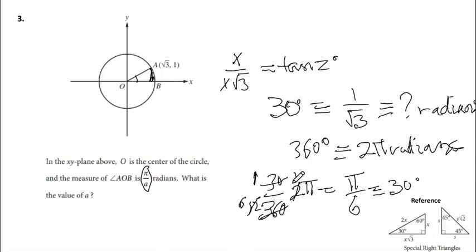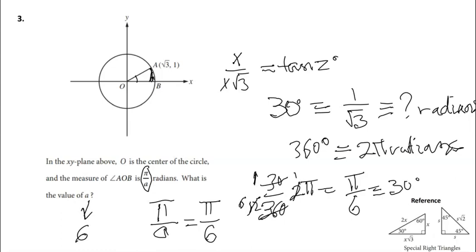So basically what it's saying is the pi over A given in the question is now equal to this pi over 6. So from here, we can see that A is equal to 6. So the value of A is equal to 6. That's all they need us to do. So let's go to the next question.